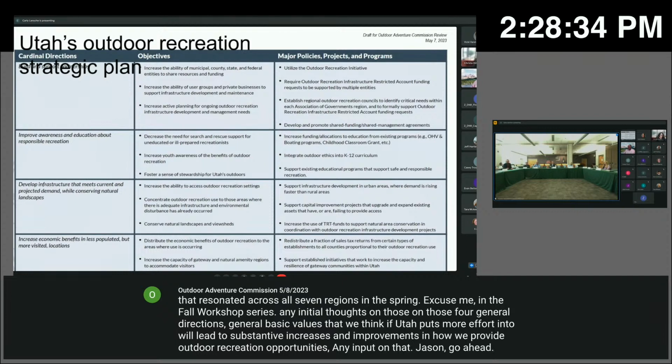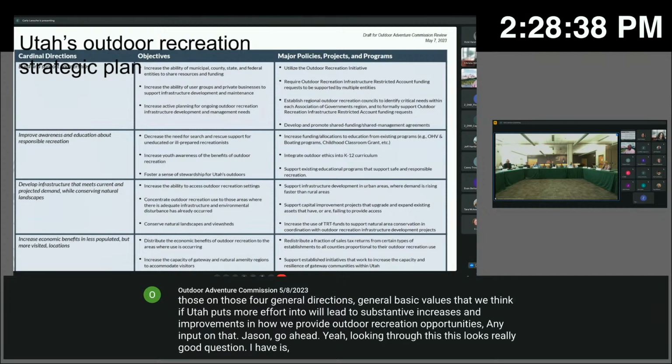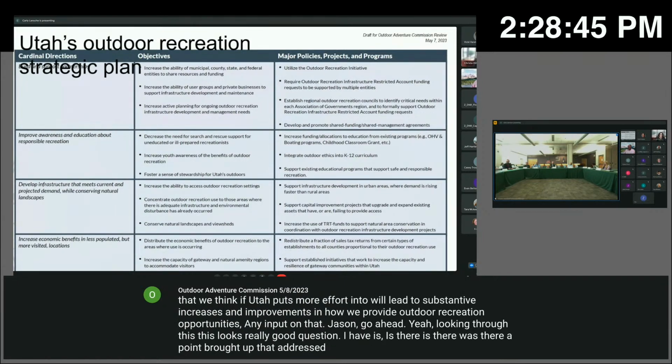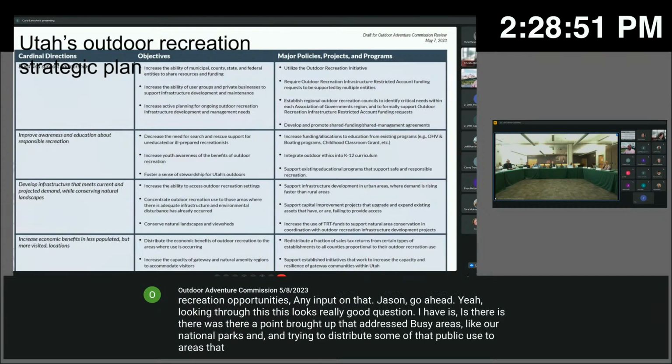Yeah, looking through this looks really good. The question I have is was there a point brought up that addressed busy areas like our national parks and trying to distribute some of that public use to areas that aren't as busy? Yeah, that's a critical point to the third point, and these are in no particular order.